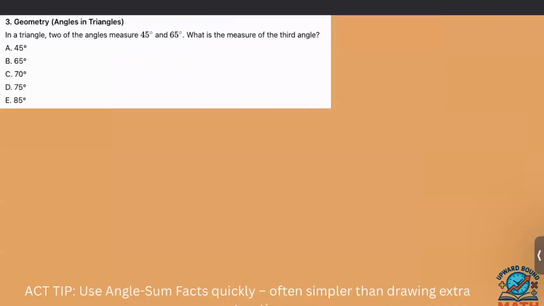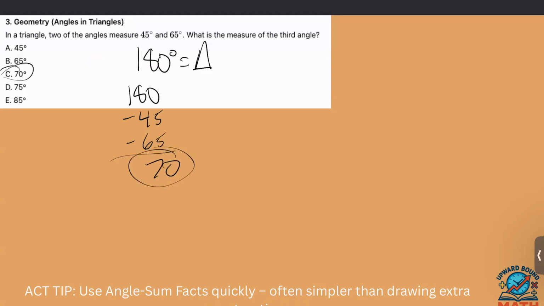In a triangle, two of the angles measure 45 and 65. What is the measure of the third angle? In order to make this problem simple, you need to know that 180 degrees makes up one triangle. Since we know that, we can do 180 minus 45 minus 65, and we're left with 70 degrees. Quick, simple way to do that using angle sum facts. You do not need to do a big, long, drawn out scale picture. Just remember this fact, and you'll always be able to solve this problem.